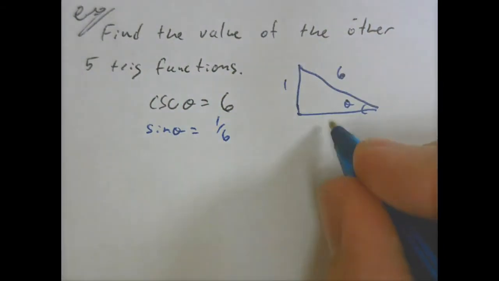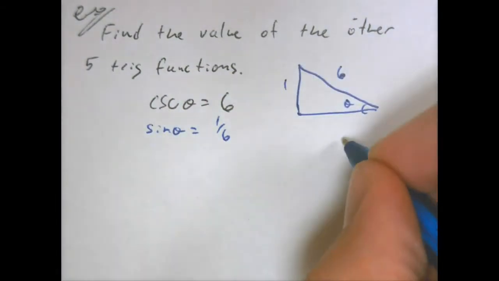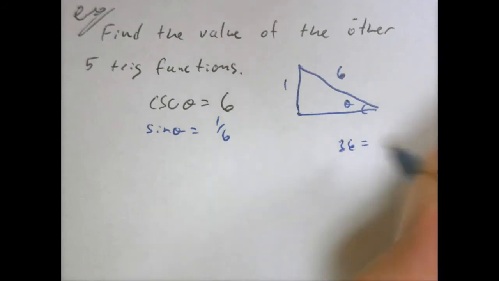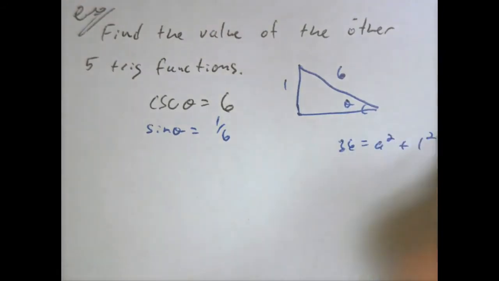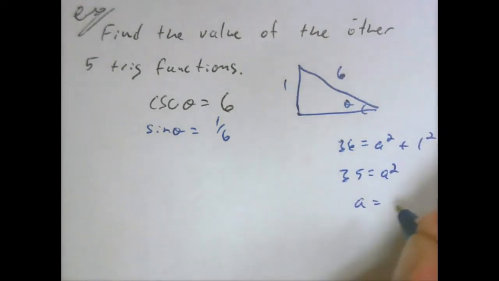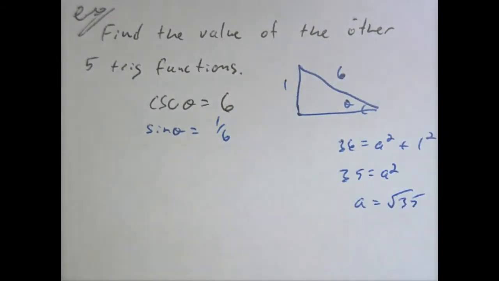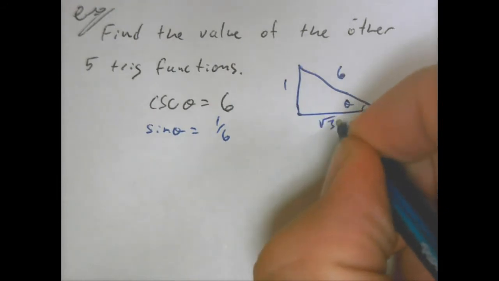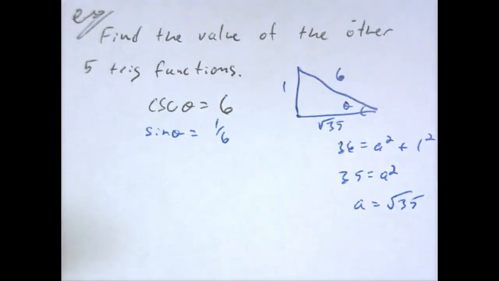And then to find the last side, I can just use Pythagorean Theorem. So a squared plus b squared equals c squared. So 36 equals a squared plus 1 squared. So 35 is a squared. A is the square root of 35. Yay. So square root 35. And then it's just a matter of listing your ratios from there.